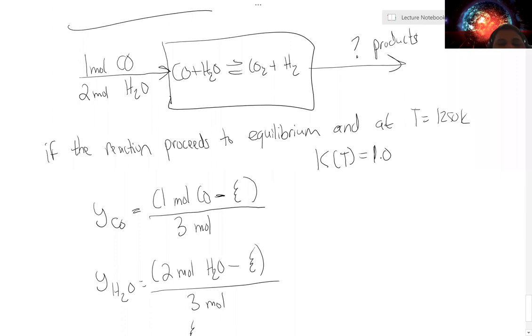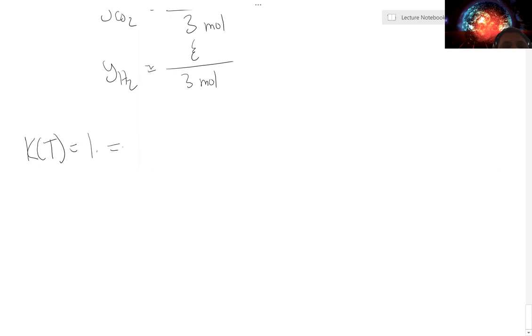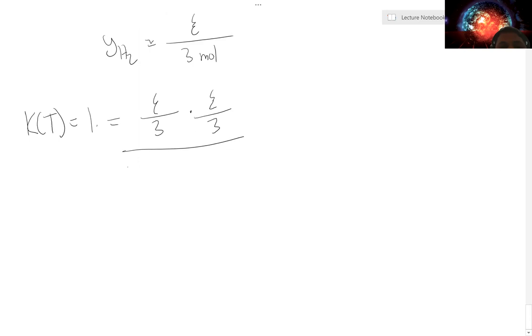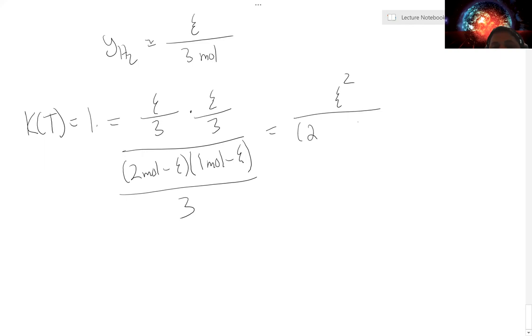And I can say K sub T equals 1, which equals the mole fractions of the products, squiggle over 3 times squiggle over 3, over 2 moles minus squiggle times 1 mole minus squiggle, all over 3. So I can get rid of all the 3s since everything's over a 3, and I can just have the extent of reaction squared over 2 minus the extent of reaction times 1 minus the extent of reaction.